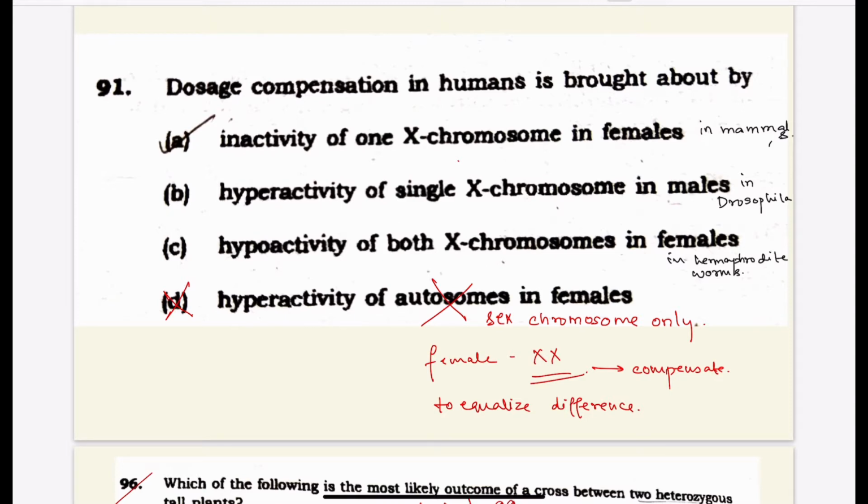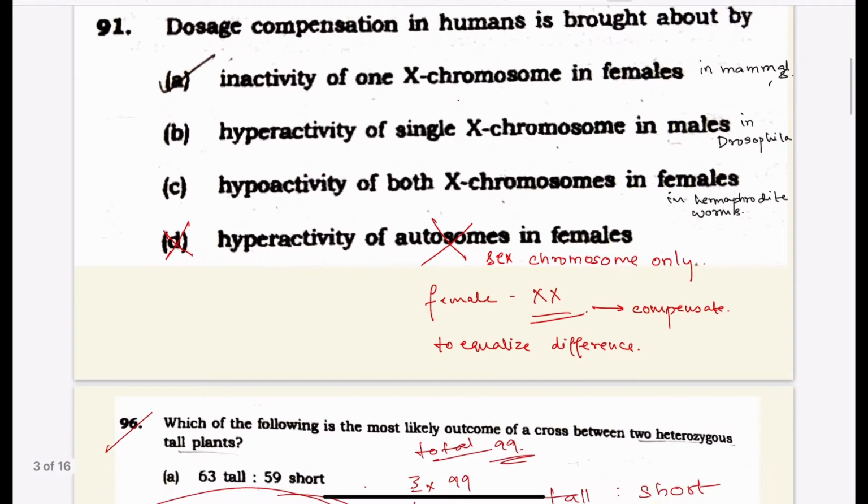The next two, hyperactivity of single X chromosome in males, take place in Drosophila flies, and hypoactivity of both X chromosomes in females takes place in hermaphrodite worms. So all three options do happen, but in humans it is inactivity of one X chromosome.